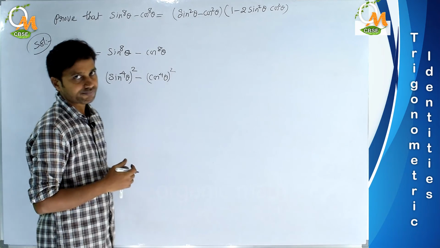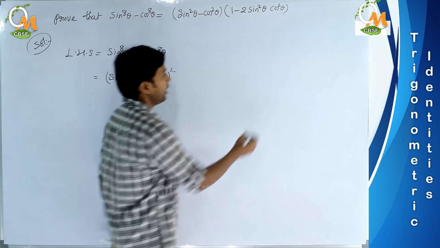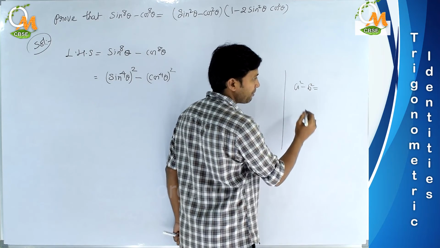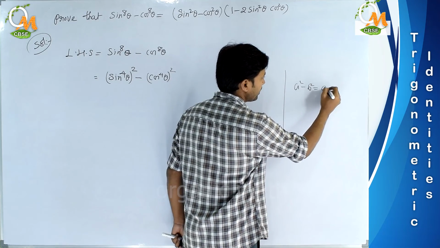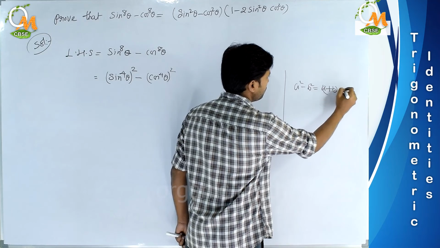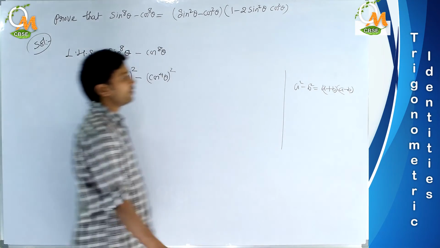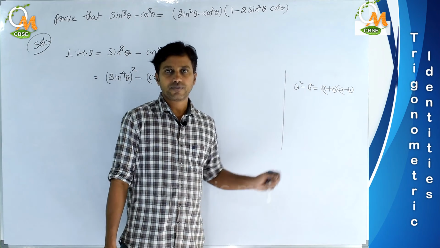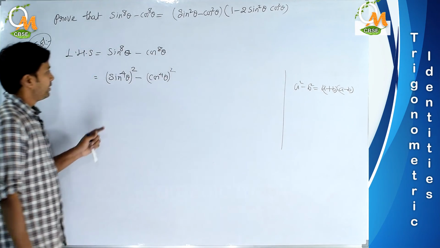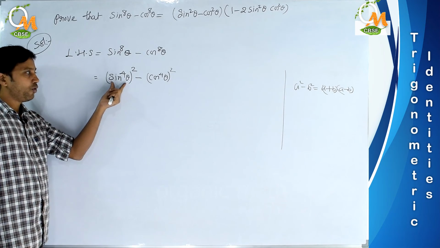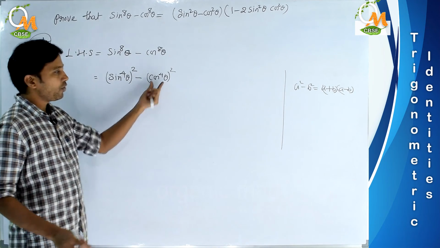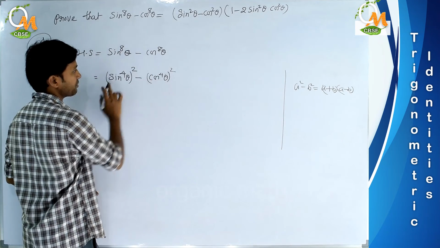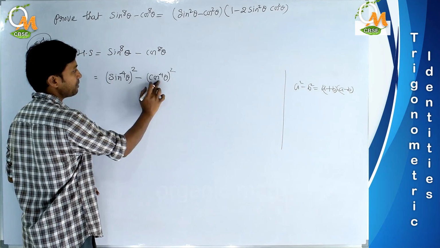Now let us see. This is in the form of what? A square minus b square or not? A square minus b square can be split into what? A plus b into a minus b, right? So it can be split like this, which is a standard algebraic formula. Here, if you consider sin power 4 theta as a and cos power 4 theta as b, this is also in the form of a square minus b square. So we can write this as a plus b into a minus b.